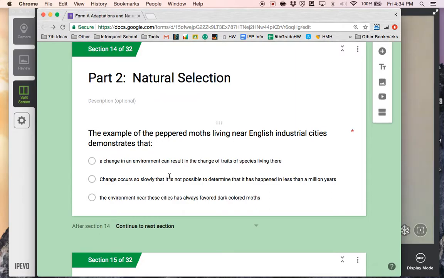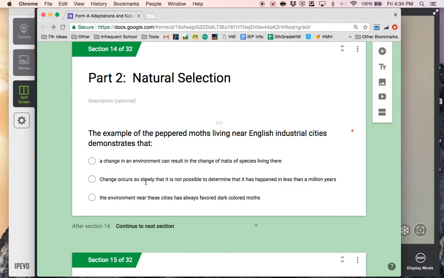You're doing great. The example of the peppered moths that we talked about in industrial English cities demonstrates that what? A change in the environment can result in the change of traits of the species living there. In other words, the change in the environment in this example was that the factories made the trees darker. Did that result in a change of traits? Yes, it did.